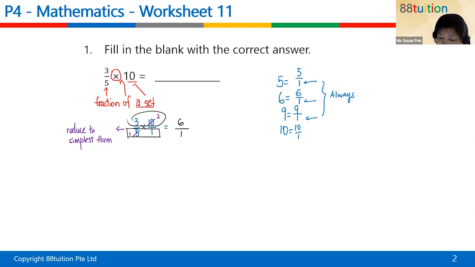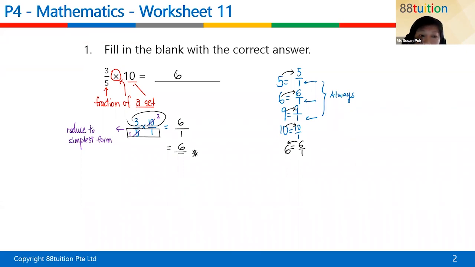Now you see, just now we said a whole number is a whole number over 1. 5 is 5 over 1. 6 is 6 over 1. 9 is 9 over 1. 10 is 10 over 1. Then what happened to 6 over 1? How to put back? 6, all right. It's not magic, but it is a fact, right? So I change this to 6. Then that's the answer. Ta-da! So this one will give me a 6. So the fraction of a set is 6.